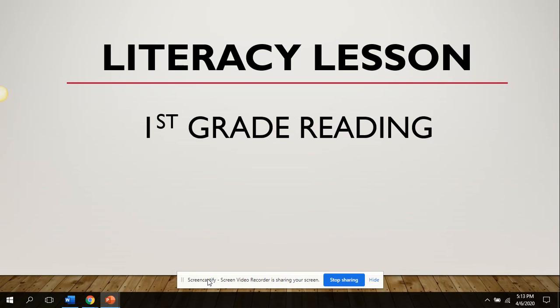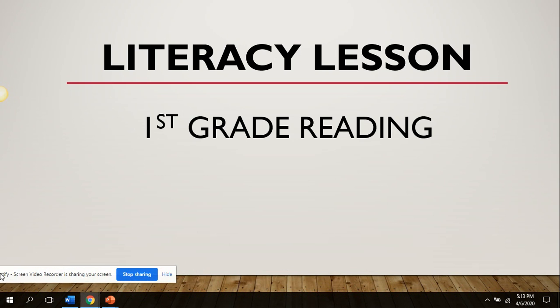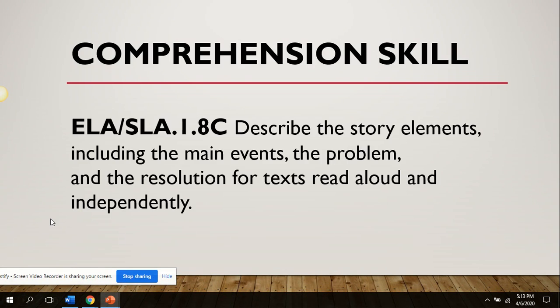Welcome, first grade parents and students, to another literacy lesson. Today we will focus on identifying the problem of the story and the solution.